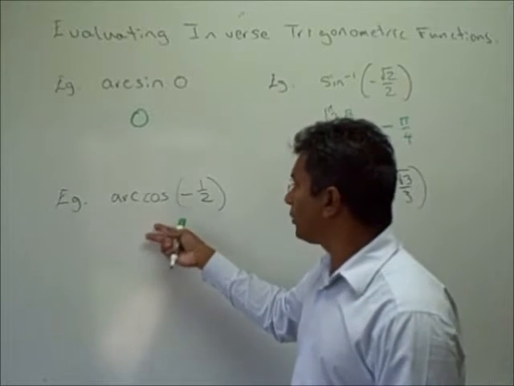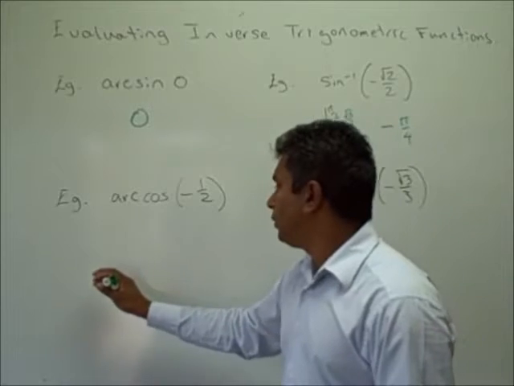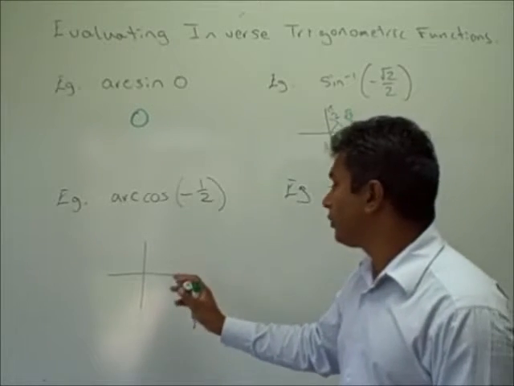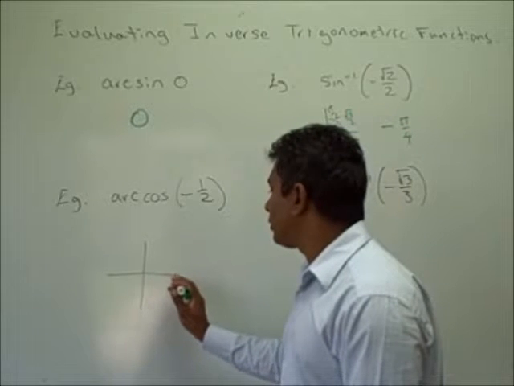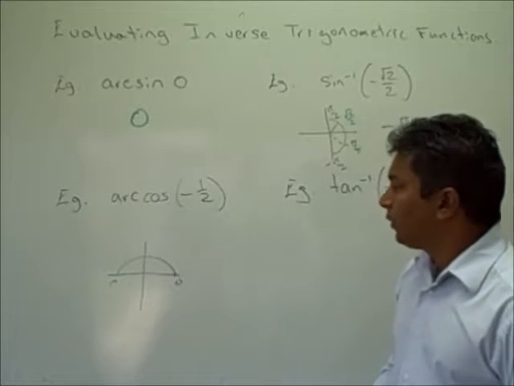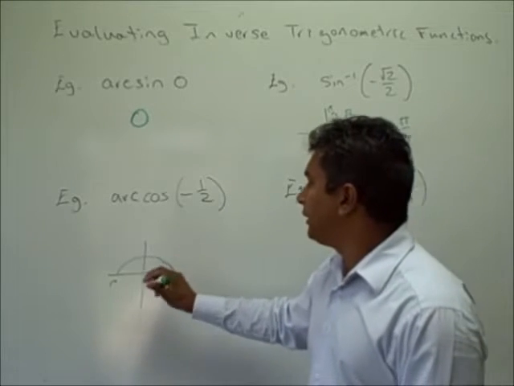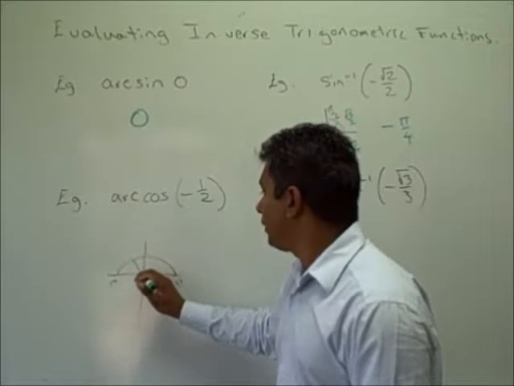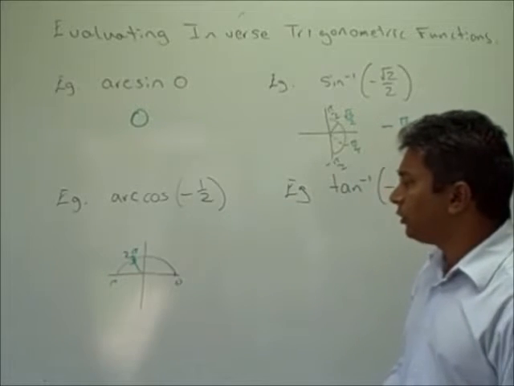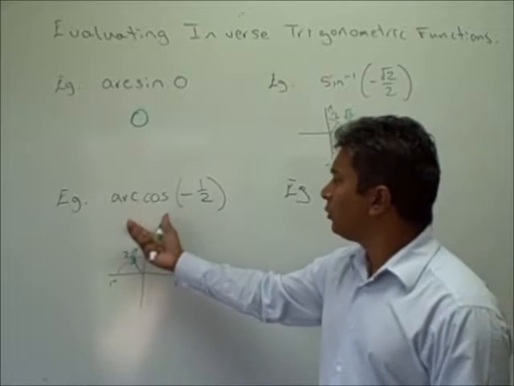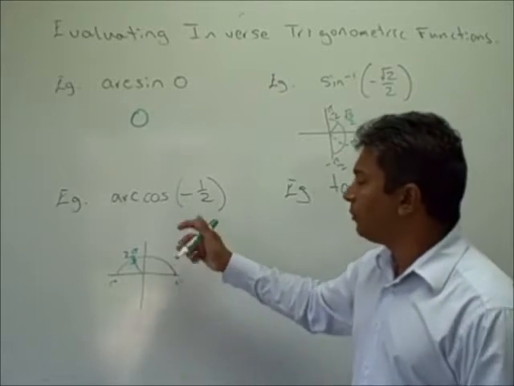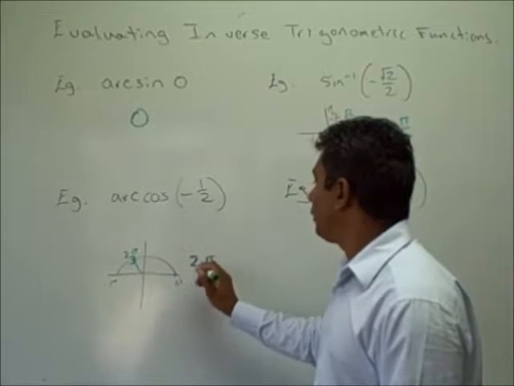Here, for our arc cosine of -1/2, we know also from our domain and range of the arc cosine function, the arc cosine function goes from 0 to pi. We know our cosine is negative here at 2pi/3 from our unit circle. So the angle that gives us a value of -1/2 would be 2pi/3.